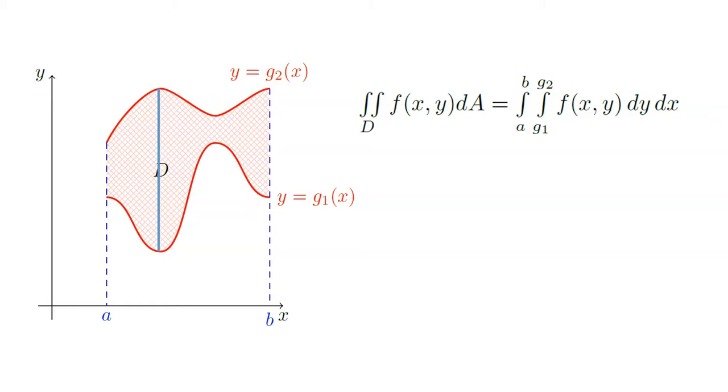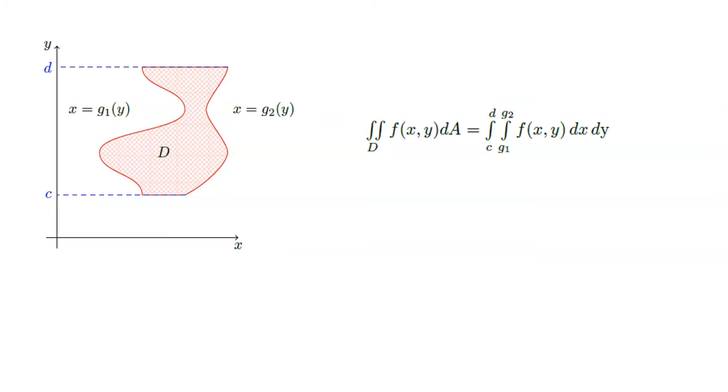The other possibility is that the region is on the side, something like this. Same idea, except now I want to chop it up horizontally, which means my inner integral is going to be from g1 to g2, so x will go from g1 to g2, where y will go from c to d. So let's try another example of this.